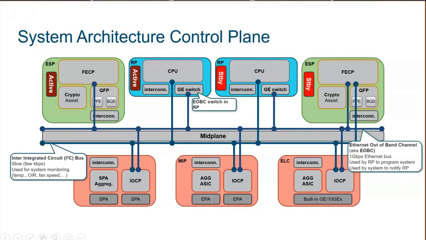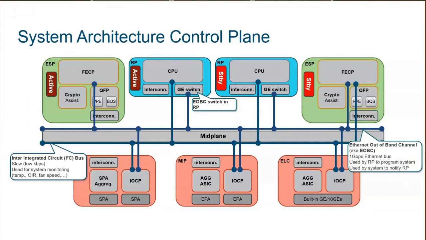What it does is, whenever you configure something, it will be sent to the modules in the form of objects, and they'll be programmed into the hardware. For that, we use the EOBC link. If you compare I2C and EOBC, the speed of EOBC is more, because system monitoring doesn't require much traffic to be sent, but EOBC needs more traffic. I mean, higher throughput is needed in that internal link. That's why we have around 1 Gbps for the EOBC link.